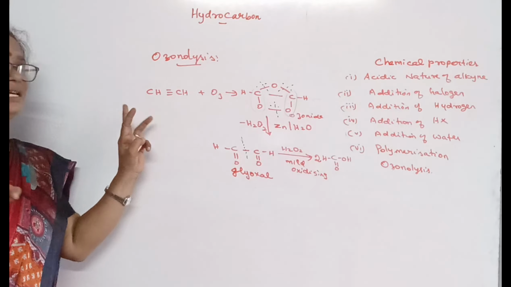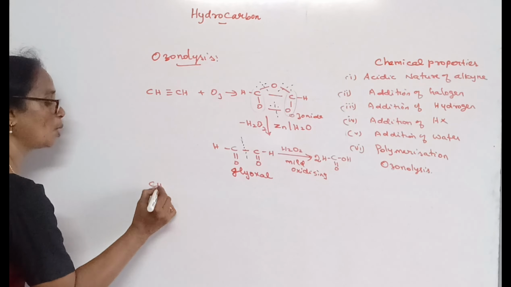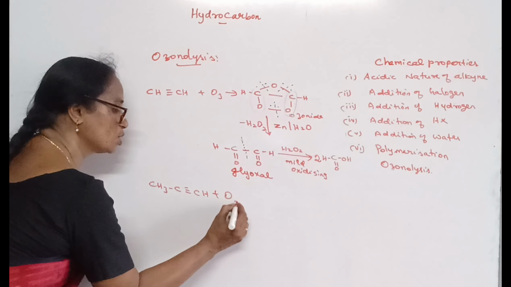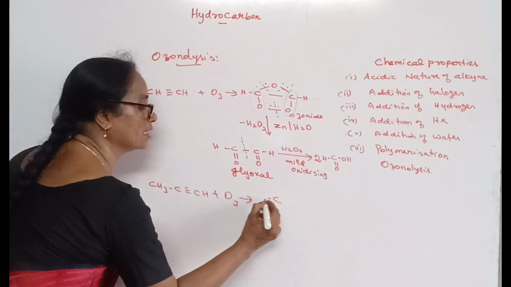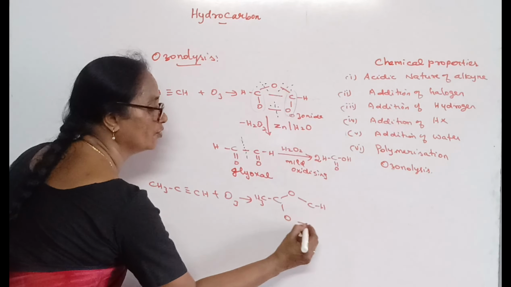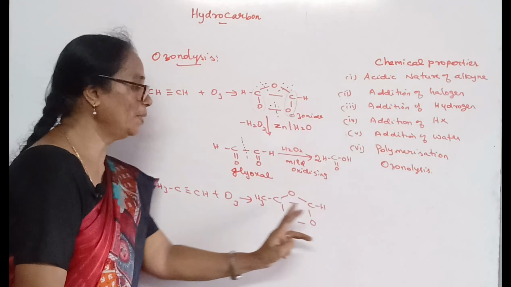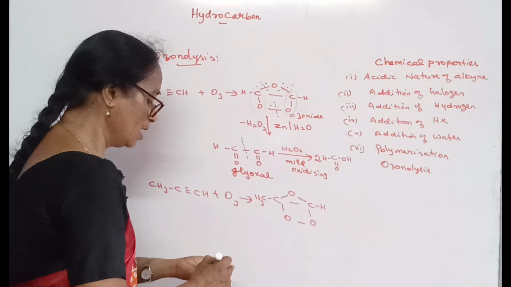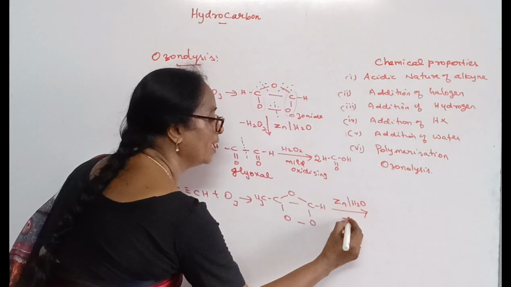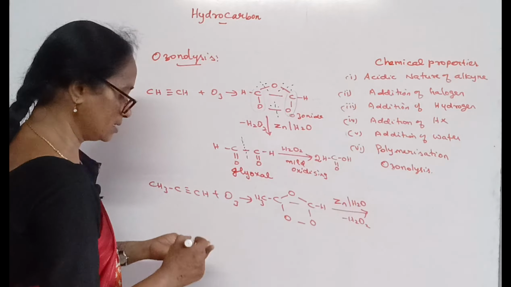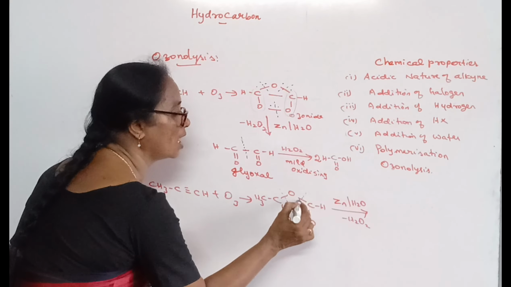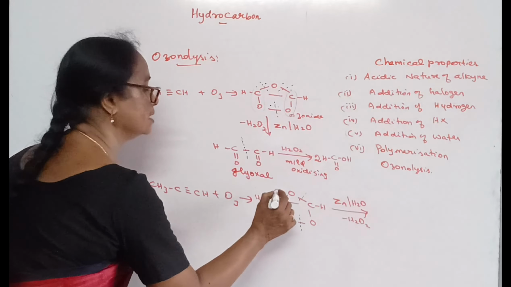So let us take another example for this reaction. Propyne, CH3, C triple bond CH. With ozone, it forms the ozonide structure, CH3 with CH of this one. So the carbon-carbon bond we have to maintain. This, when treated with zinc in water, minus H2O2, hydrogen peroxide is formed due to the cleavage of the carbon-oxygen bond and the oxygen-oxygen bond.